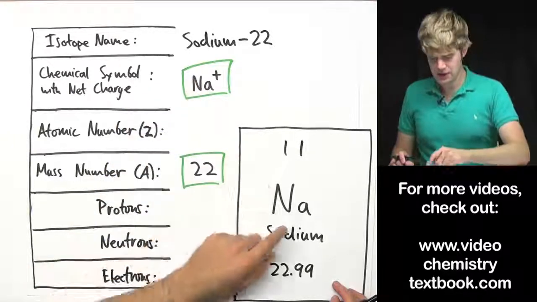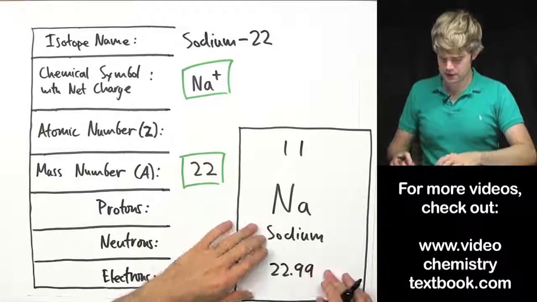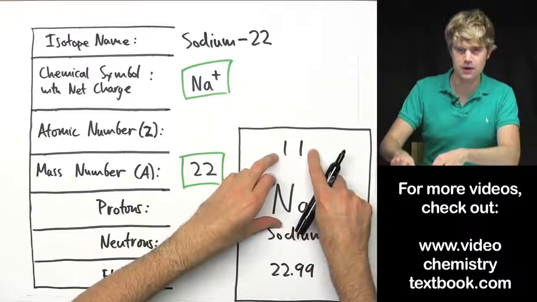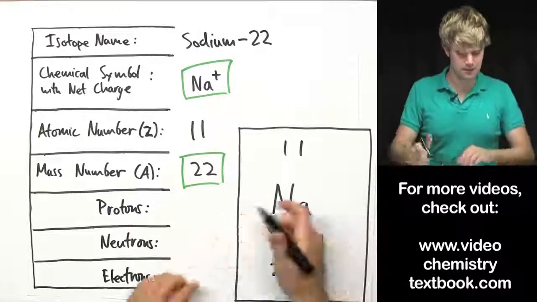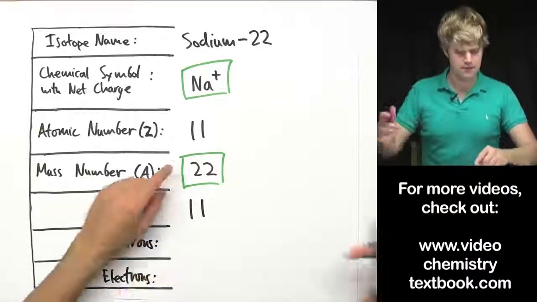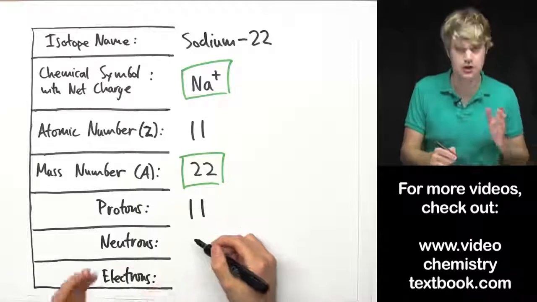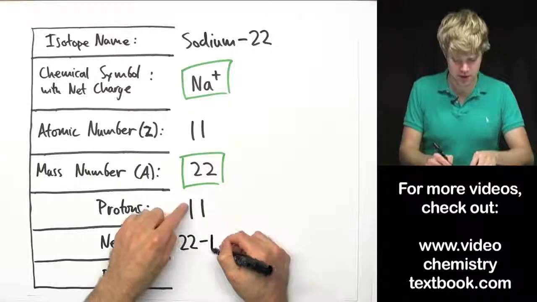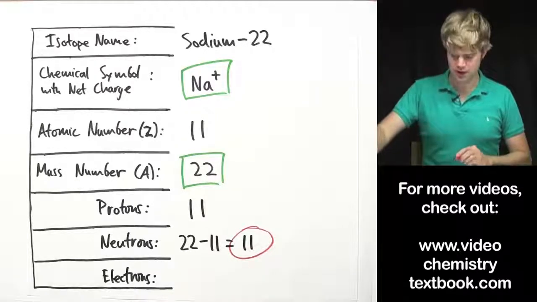Now that we know that Na is sodium, we can fill in the atomic number and the number of protons. Because when we look this up on the periodic table, Na sodium has 11 at the top. This number up here is the atomic number, the number of protons. So 11 for the atomic number, 11 for the number of protons. Now, for the number of neutrons, the mass number is the number of protons plus the number of neutrons. So if we want to find just the number of neutrons, we can do protons and neutrons minus protons, which equals 11 neutrons. That's how many neutrons we have.